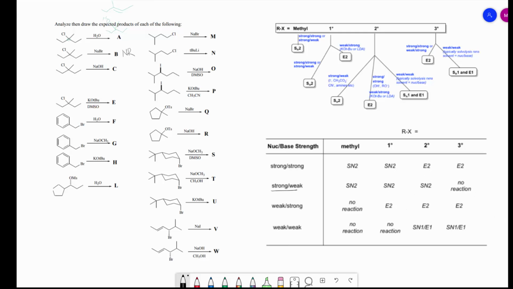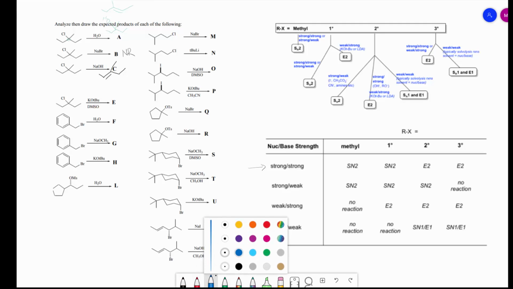For the next one, with our product being C, again, we have our tertiary RX, our tertiary alkyl halide, and now we have sodium hydroxide. Sodium hydroxide is both a strong nucleophile and a strong base. So we will form the E2 product, and the E2 product looks an awful lot like the E1 product. So our elimination product is made.